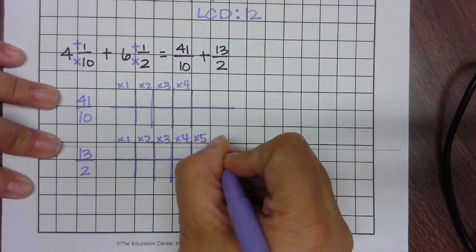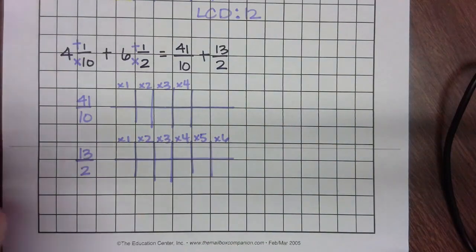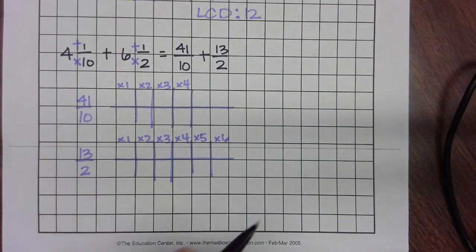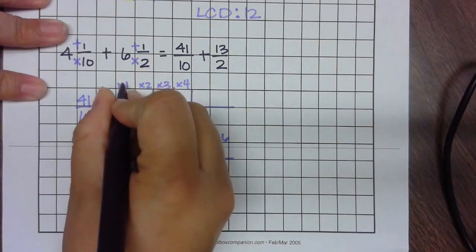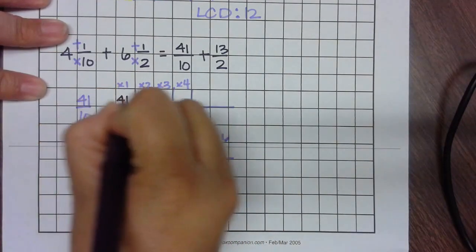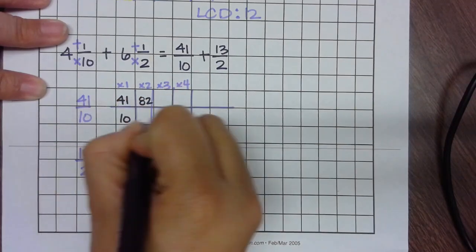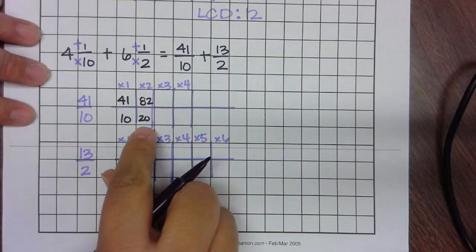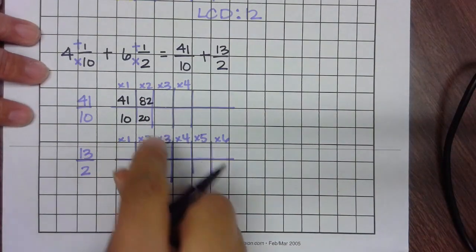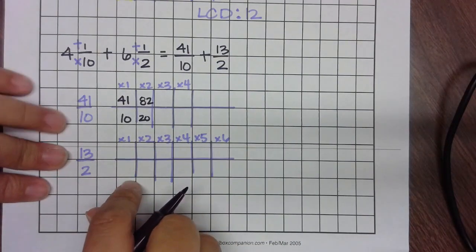Okay, the very first one. Let's see. We know that 41 times 1 is 41, and 10 times 1 is 10. 41 times 2, that's going to give me 82. And then 10 times 2 is 20. And since my denominators are already getting really big, I'm just going to go on and do the ratio table for this one, for the 13 halves.